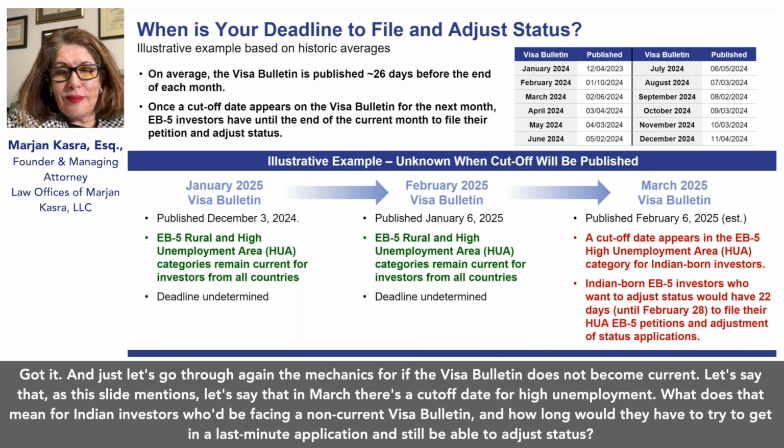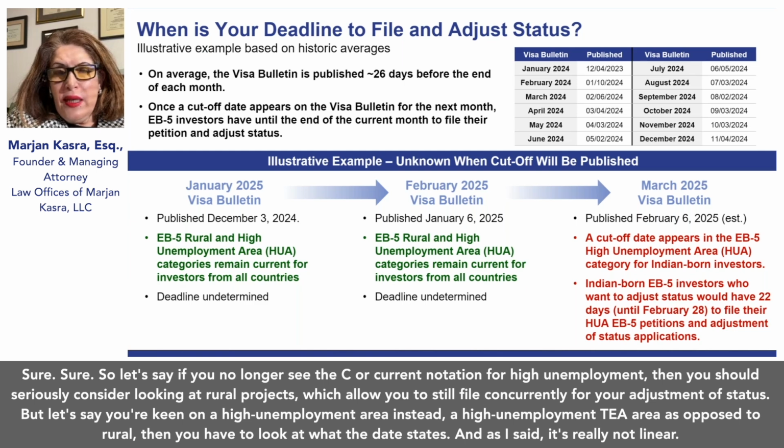Got it. And let's go through again the mechanics for if the visa bulletin does not become current. Let's say, as this slide mentions, that in March there's a cutoff date for high unemployment. What does that mean for Indian investors who'd be facing a non-current visa bulletin, and how long would they have to try to get in a last minute application and still be able to adjust status?